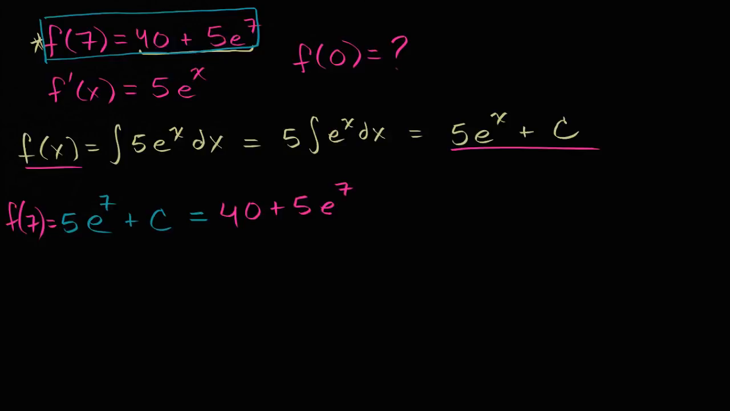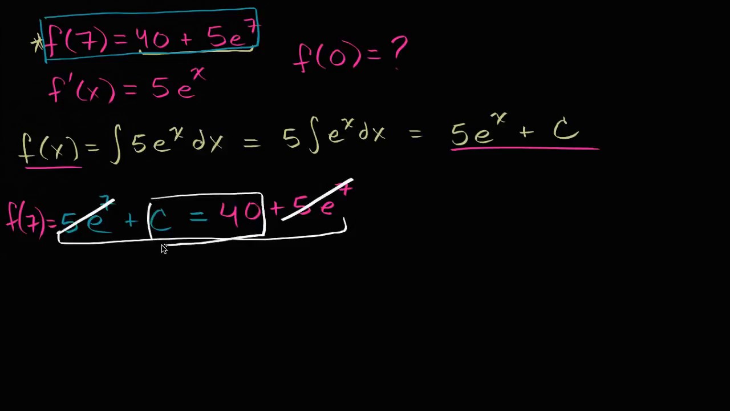But when you just look at this, it's pretty easy to figure out what c is going to be. You can subtract 5e to the 7th from both sides, and you see that c is equal to 40. And so we can rewrite f(x). We can say that f(x) is equal to 5e to the x plus c, which is 40. And so now from that, we can evaluate f(0).